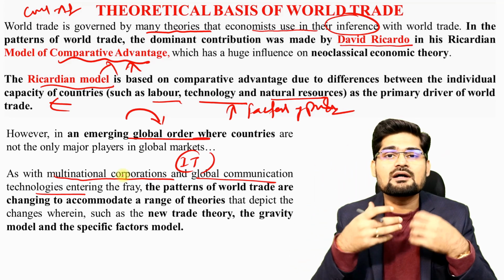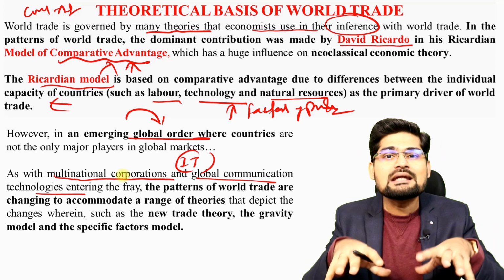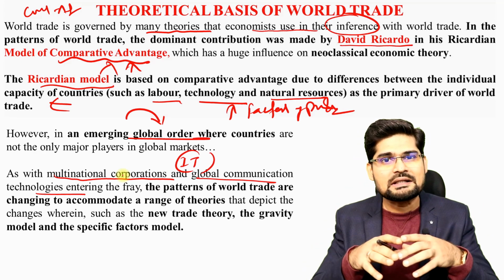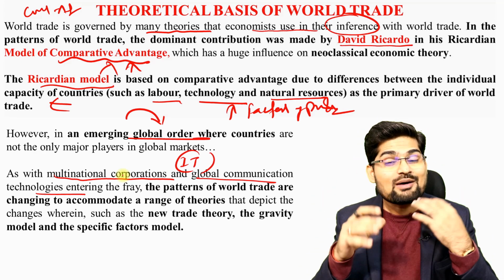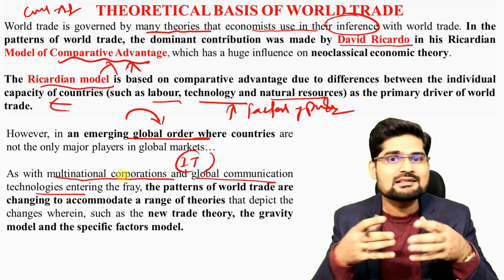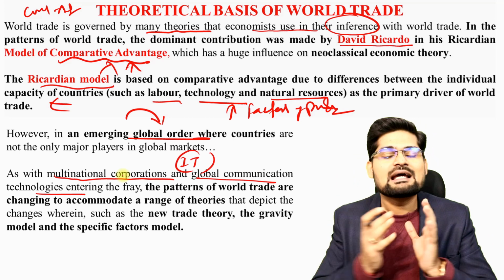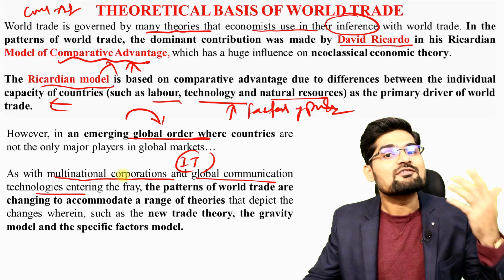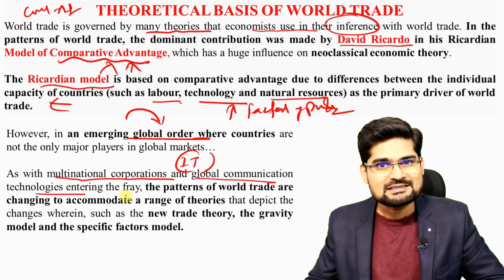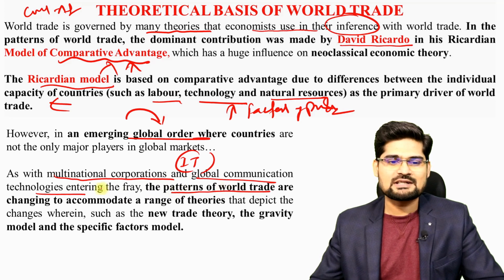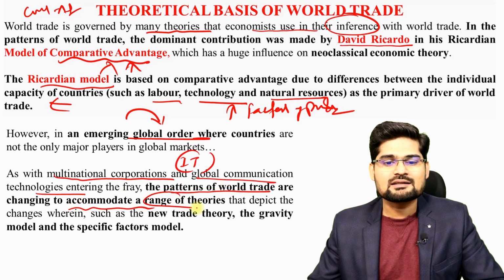If you observe the earlier industrialization, in particular blocks, in particular countries, it was all in situ. But now after globalization, after this internet revolution, what is happening? The production centers are somewhere else and the decision makers are sitting somewhere else, right? The headquarters are somewhere else. This kind of development has taken place, and what has happened? The patterns of world trade are now changing to accommodate a range of these theories.